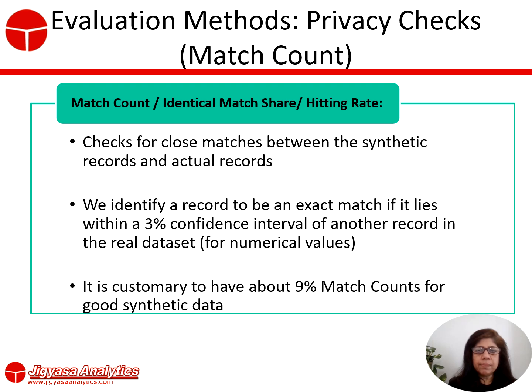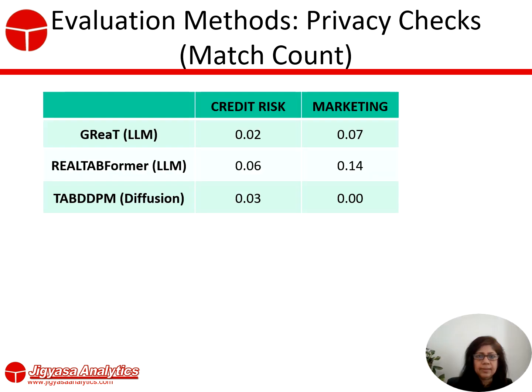Usually, we prefer the match count to be less than 9% so that fewer than 9% of the records in the synthetic dataset are close matches to the records in the actual dataset. The table on this slide shows the match count numbers for the synthetic samples that we created. The row headers on this table identify the synthetic sample, and the column headers identify the original dataset.